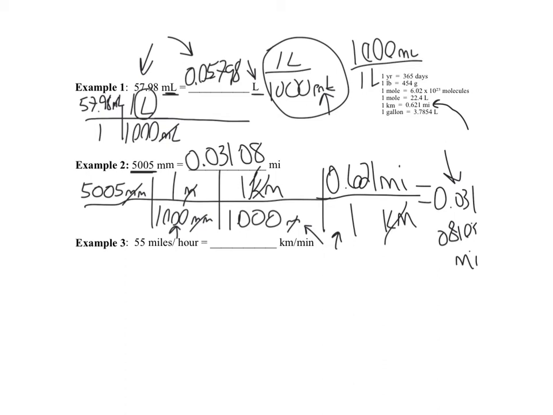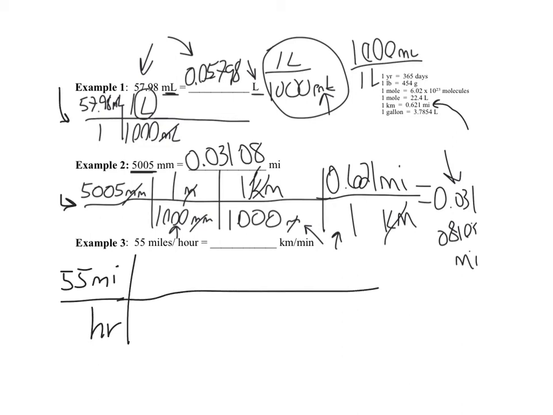Okay, so let's set it up. 55 miles over hours. Now notice it's a little different than how we set it up in example 1 and example 2. Those just had a single unit that stayed on top, and I had nothing underneath. Here, because I have that dash right there, that tells me that it's 1 unit, miles, over another unit, hours.